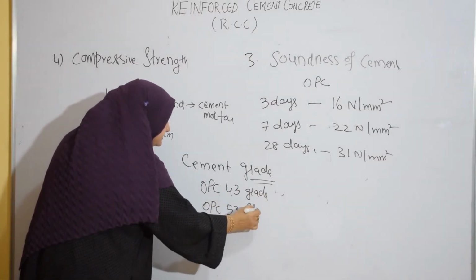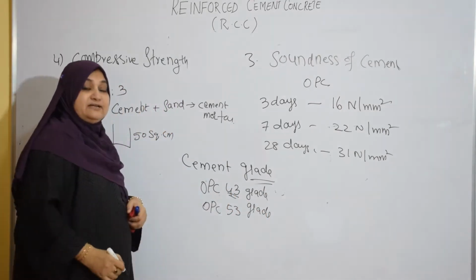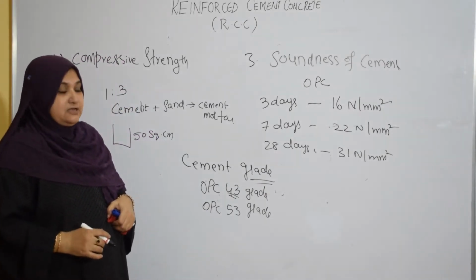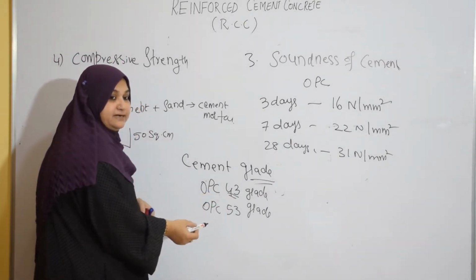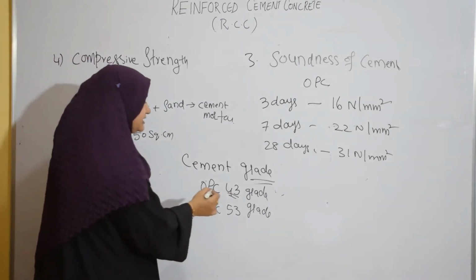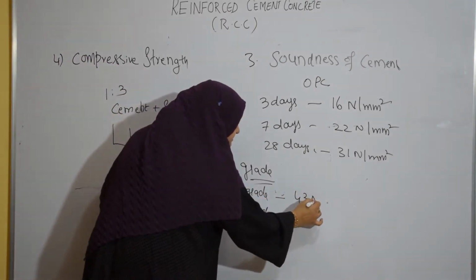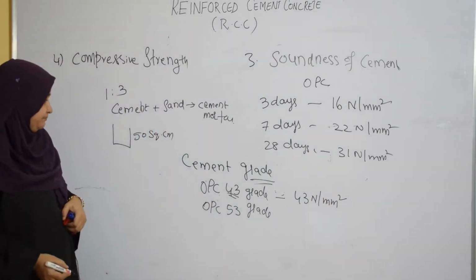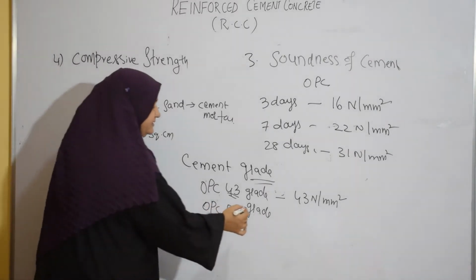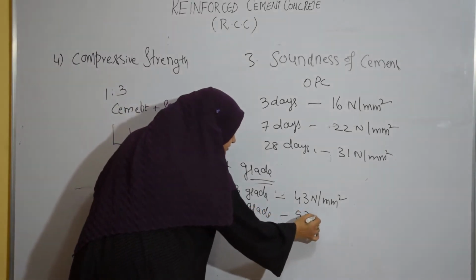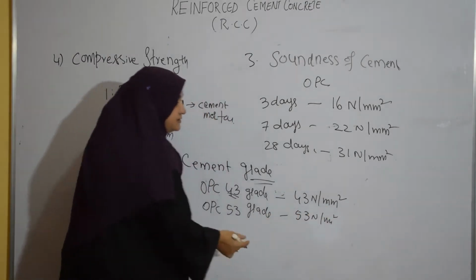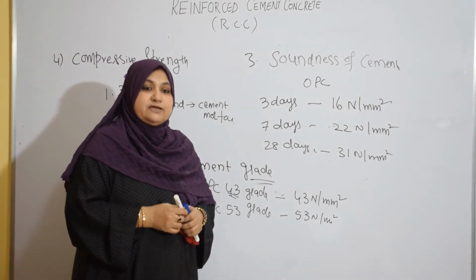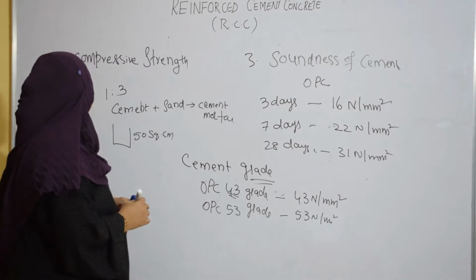So what it means is, 43 stands for its compressive strength, 53 stands for its compressive strength. So when you take an OPC 43 grade cement and test its compressive strength, it shall come as 43 Newton per mm square at 28 days curing. If it is 53 grade cement, then you should get the 28 days strength as 53 Newton per mm square. So this is what you might have seen on the back, OPC 43, OPC 53. It represents the compressive strength of the cement. This is all about the compressive strength.